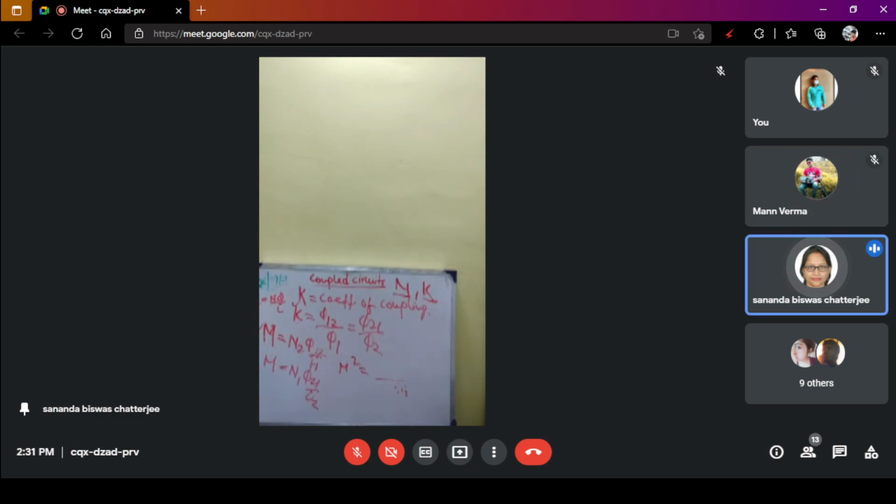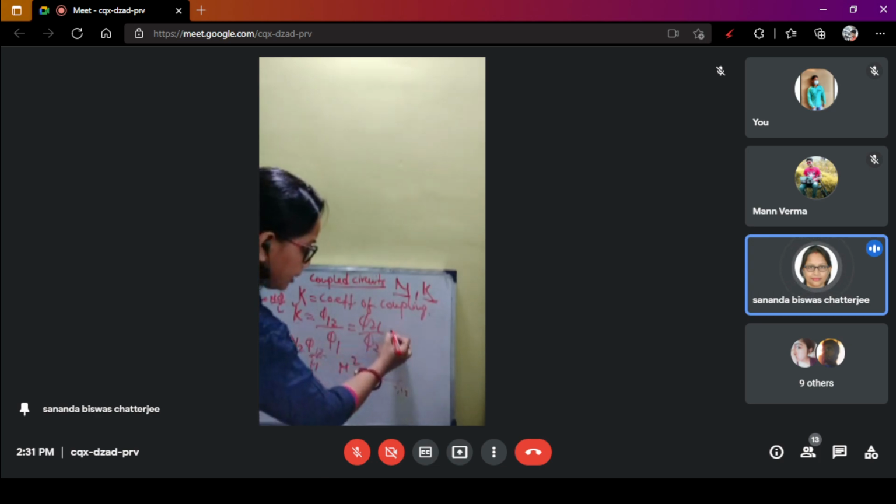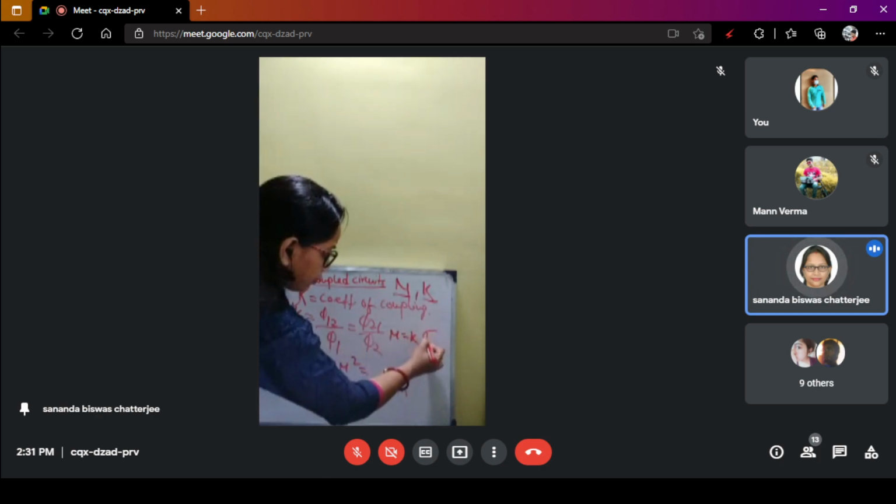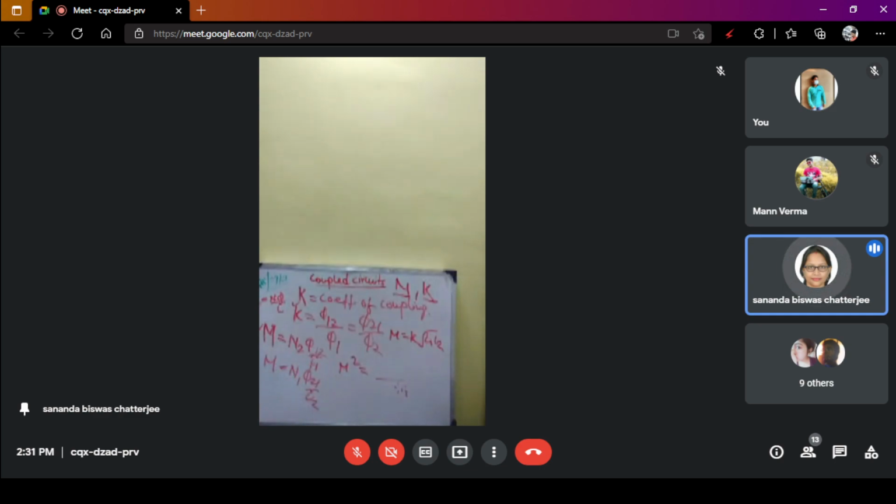Then finally we are getting M equals k root over L1 L2, right? Finally we are getting this equation. So with this equation we will do one very small problem. Okay, so write down the problem.